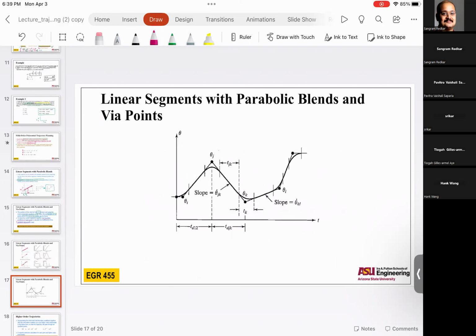Now, another thing that is possible is you can add intermediate points, and then you can have some type of slope definition there. For example here, you want to go to different angles at different times. And as you can see, these transitions are sharp. So what you can do is add a parabolic blend, straight, parabolic blend, straight, parabolic blend, straight, and parabolic blend, so that these transitions are smooth.